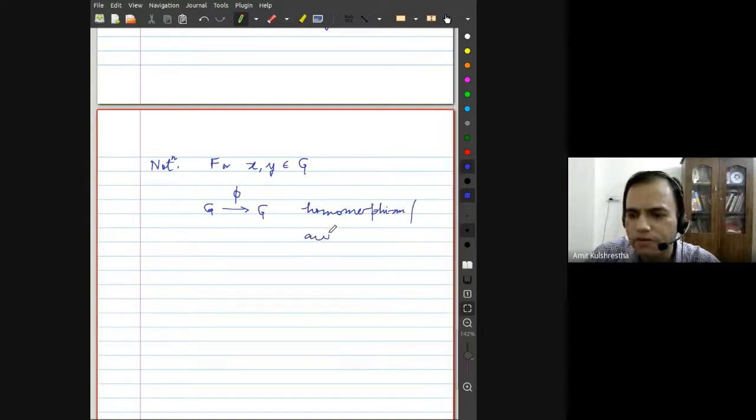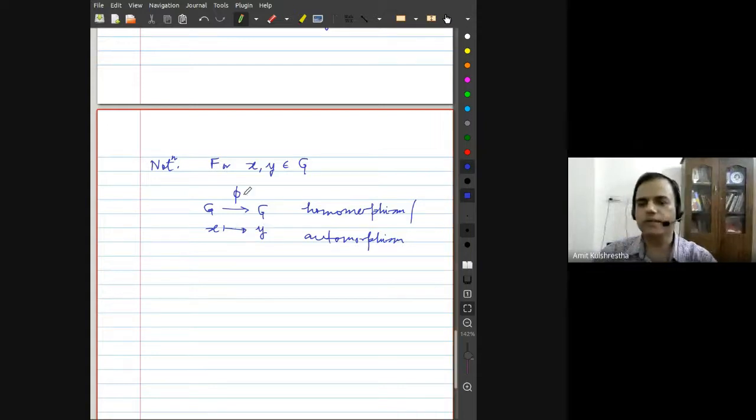Or automorphism. Well, what I want to say is that if there are two elements such that there is an automorphism which takes x to y, then we will say x and y are automorphic. And if there is a homomorphism, we will say they are homomorphic. That's all. So this is notation.